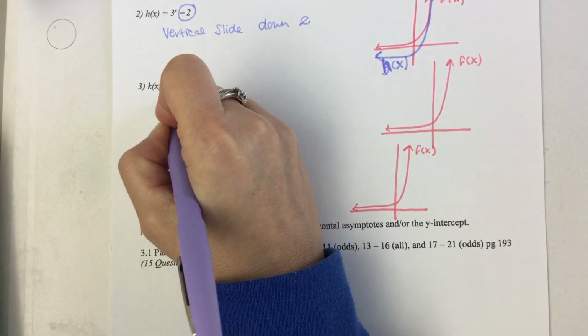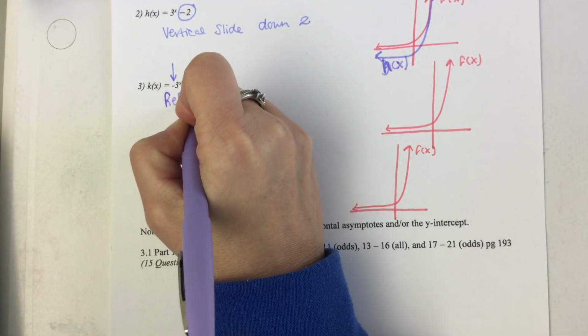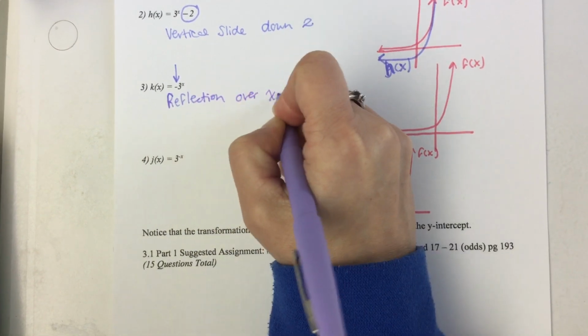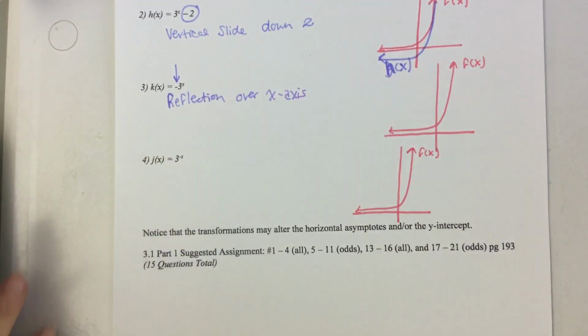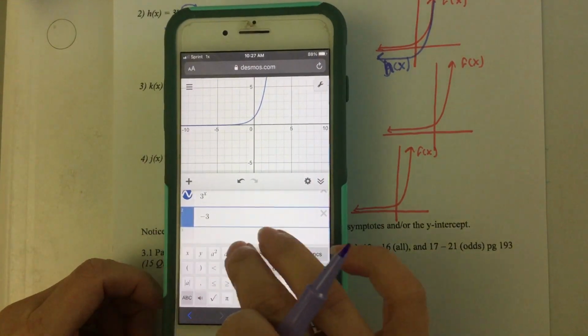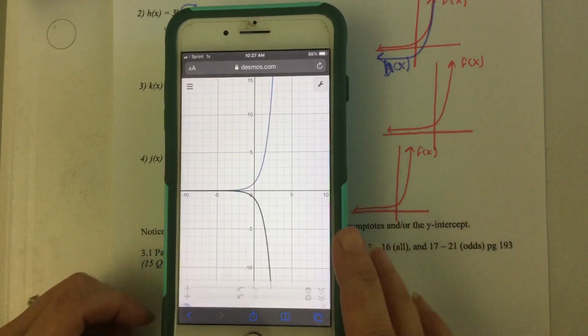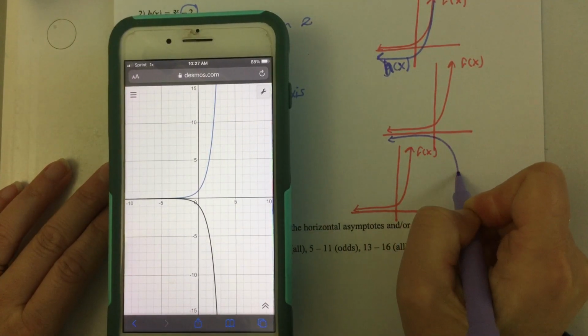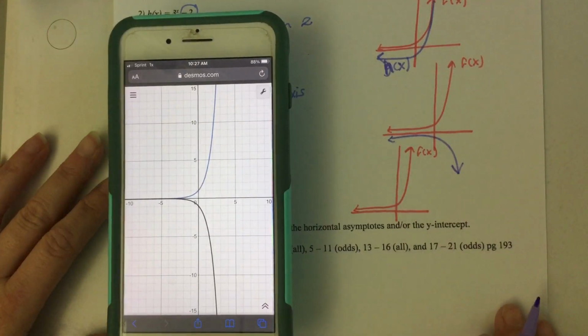So this is a reflection. I was going to write flip there. Reflection over the x-axis. So let's see what that looks like. If I go negative 3 to the power of x, look at that. It flipped it upside down. Super cool. Some of the, well, in fact, all the properties still stay the same.